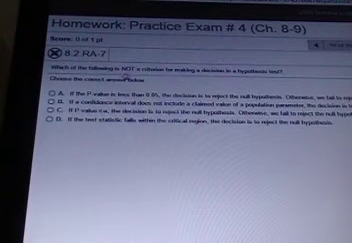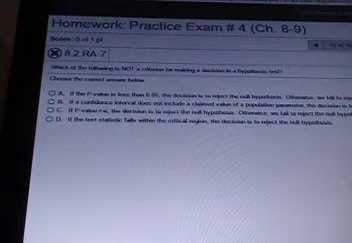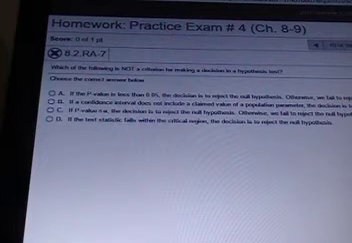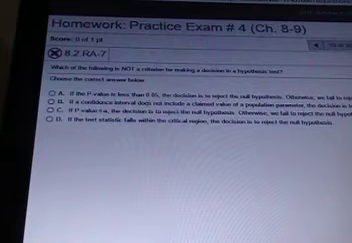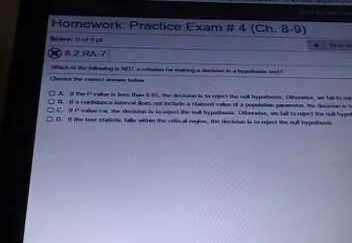Okay, which of the following is not a criterion for making a decision about a hypothesis test? If the p-value is less than 0.05, the decision is to reject the null. Otherwise, we fail to reject the null. That's actually true some of the time. But what makes this one false is that it doesn't have to be 0.05.